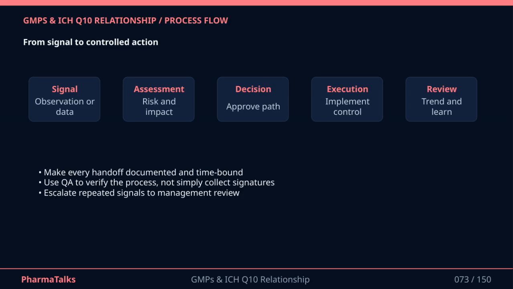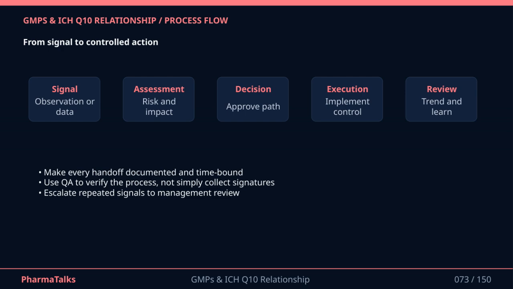Here we see the relationship between good manufacturing practices, or GMPs, and ICH Q10 illustrated as a process flow from signal to controlled action. It all starts with a signal, which can be any observation or data indicating a potential issue. This leads to assessment, where we evaluate the risk and potential impact of that signal.